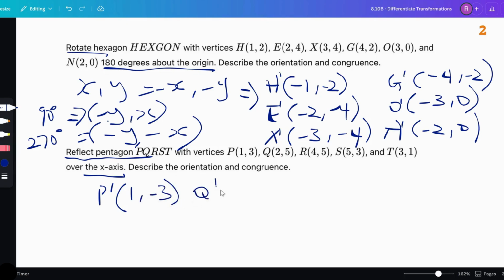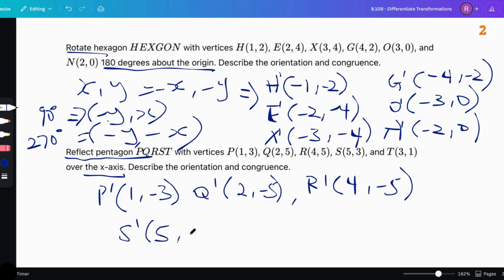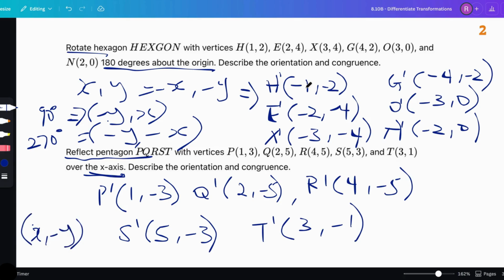Q prime becomes 2, comma -5. R prime becomes 4, comma -5. S prime becomes 5, comma -3. And T prime becomes 3, comma -1. Where if you reflect along the x-axis, the y becomes negative y. So we'll be having x, comma -y. That is what reflection is about.